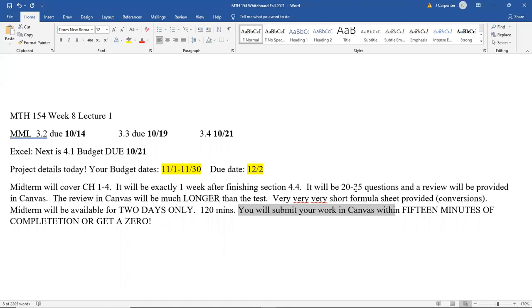So where do you find your midterm? It's going to be in my math lab. Where do you submit your work? That will be in Canvas. You don't see that spot yet. It will be available a few days prior to the midterm so we can get used to where it is, but you should be very familiar with the layout of Canvas now, where your links to the videos are, where your quizzes are, where your link to the project will be that we'll be talking about today, all that good stuff.